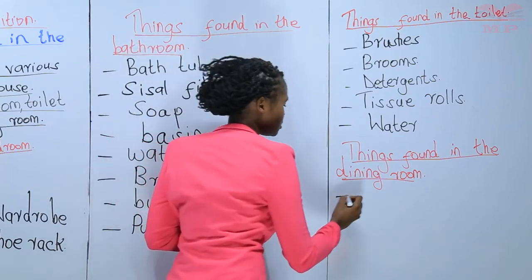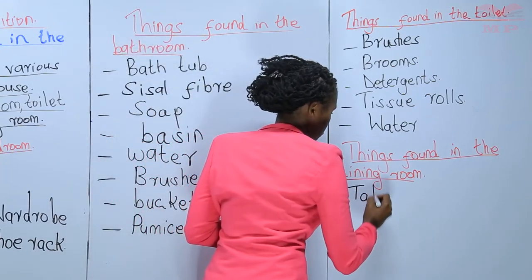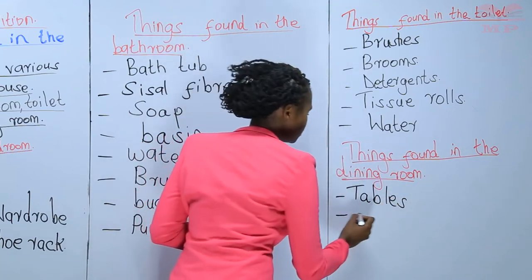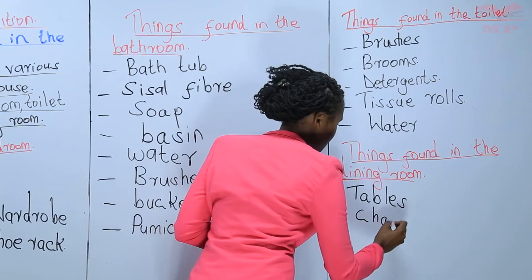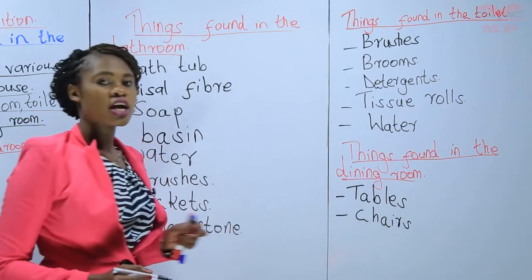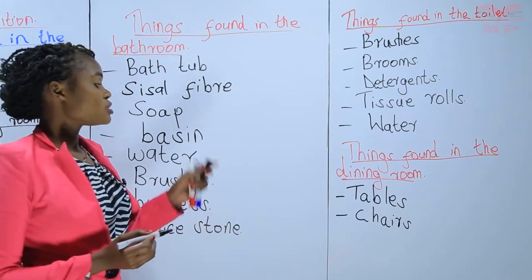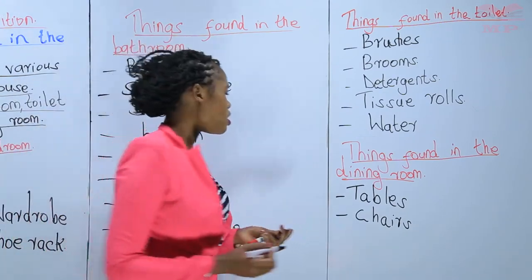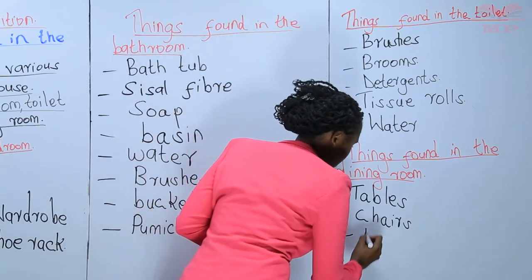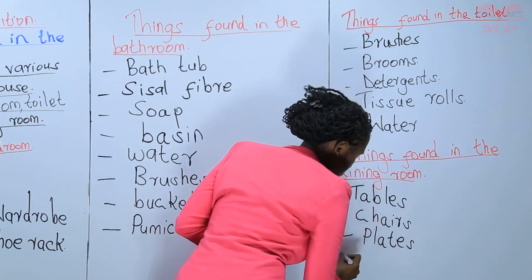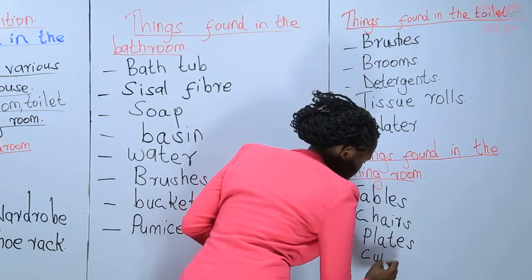Now, we have tables. We also have chairs. And because a dining room is a place where we are going to take our meals, of course, we shall have the things that we can use to serve the meal. So, we can also find plates in a dining room. Plates, cups.